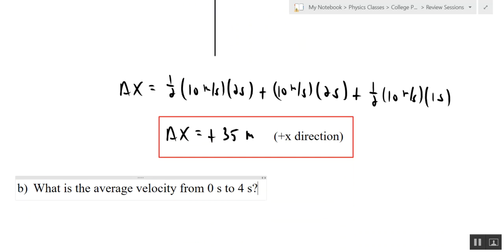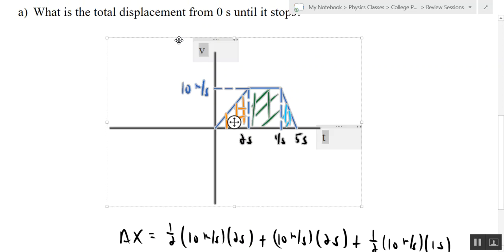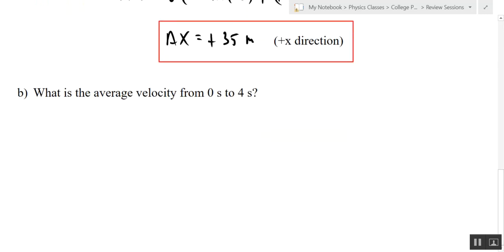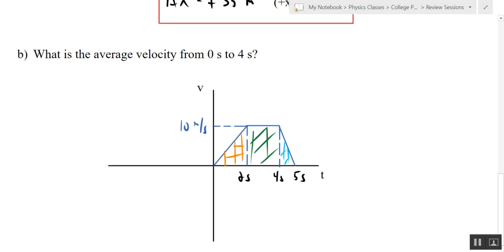I'll copy the graph down here so I don't have to go back and forth. Answer for the average velocity from 0 to 4 seconds? It's 2.5 meters per second. 2.5? Yeah. Isn't that 10 over 4? From 0 to 4. Oh, you said 0 to 4. Yeah, it's okay. Never mind. What was it? Yeah, 7.5, right? Also in the positive x direction.